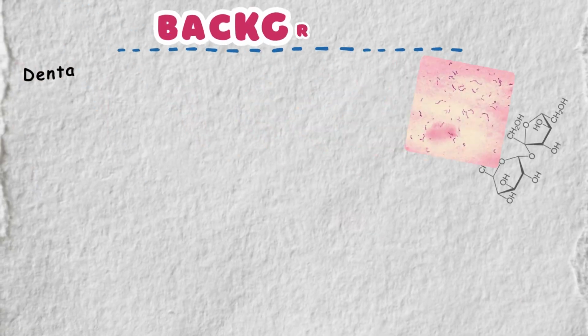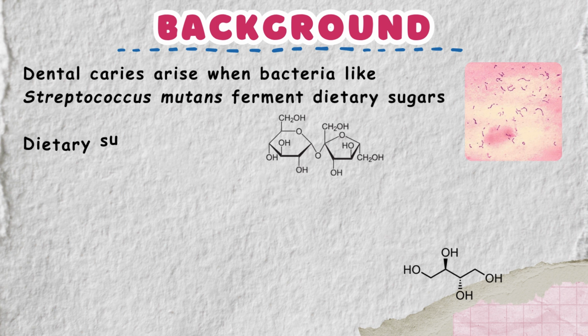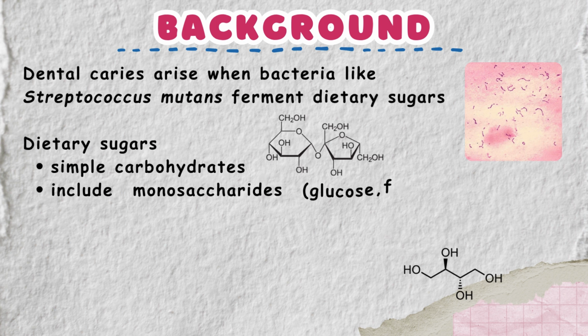Now let's talk a little bit about the background. Dental caries arise when acidogenic bacteria such as S. mutans ferment dietary sugars and produce acidic byproducts that lower the plaque pH.